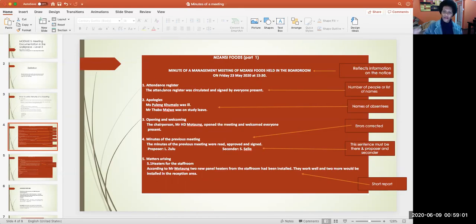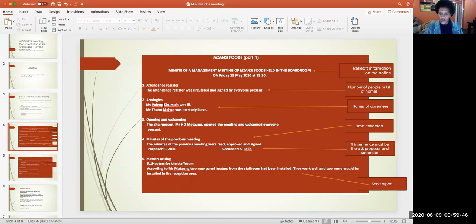The attendance register. Remember the three items that I said are forever in the agenda, and also forever in the minutes of the meeting. What is this attendance register? It's a list of names of people who are attending the meeting. I'm going to explain this when I explain the colours. This is where you state that the attendance register was circulated and signed by everyone present.